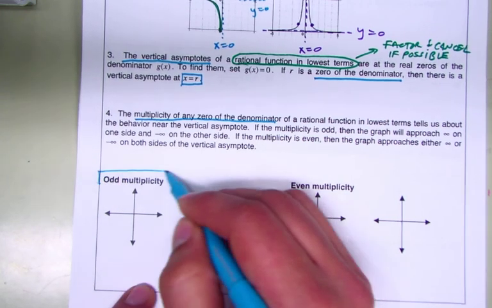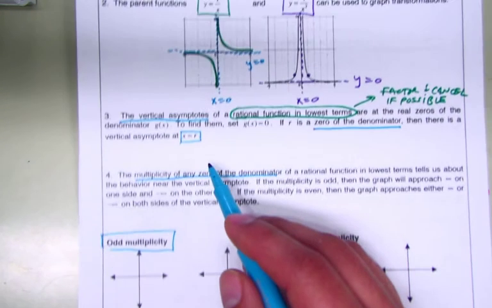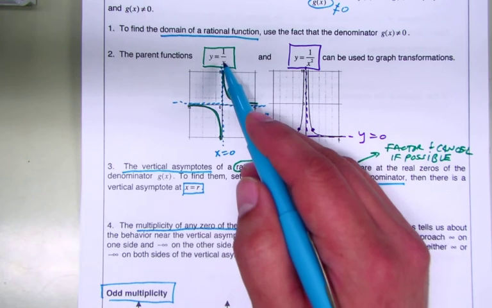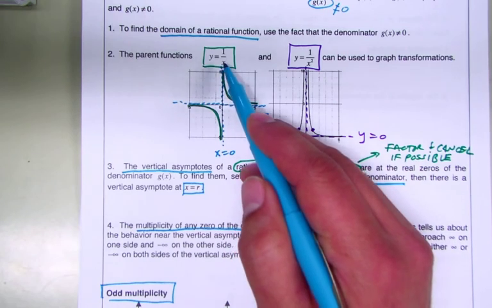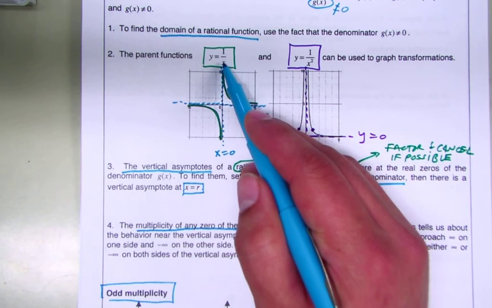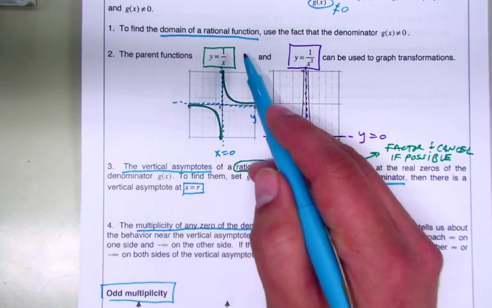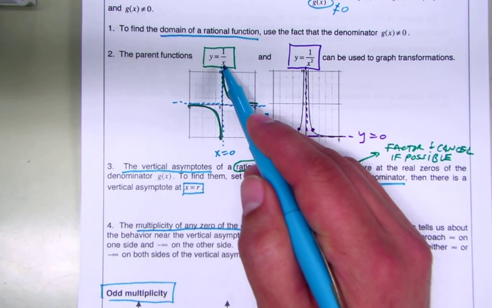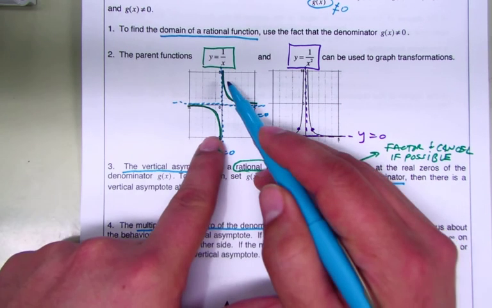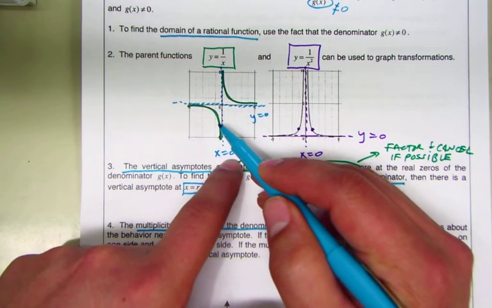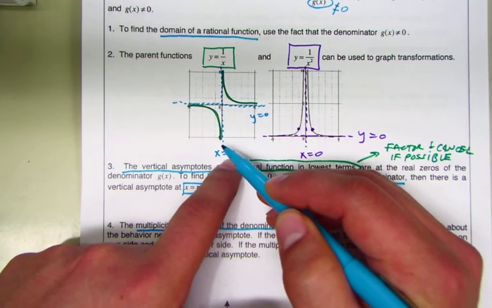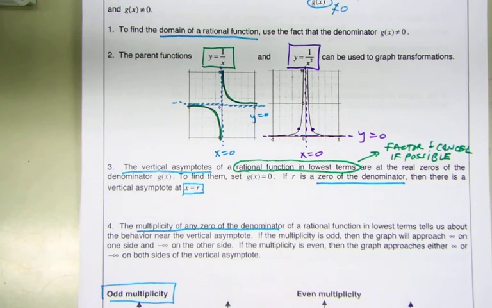Okay, if it's odd multiplicity, here's an example. What's the 0 of this denominator? 0 is the denominator, right? What's the multiplicity of that 0? 1, because it's to the first power. Do you see how at one end we're going up towards infinity, and for the other one we're going down towards negative infinity? That always happens with odd multiplicities.